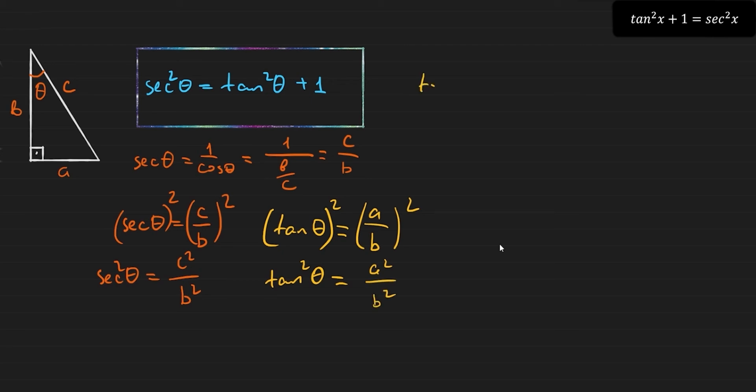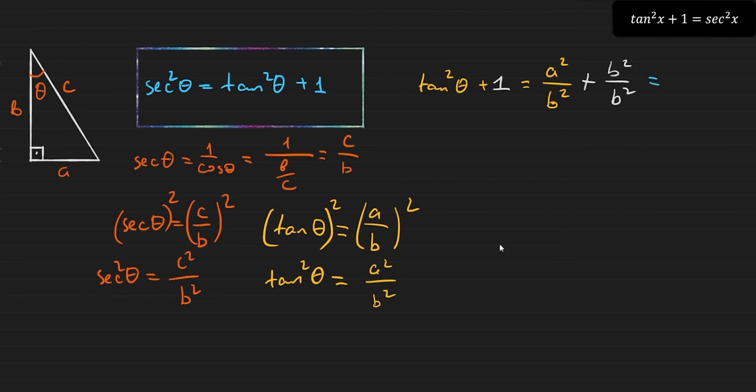So we have to figure out what tangent theta squared plus 1 is. We know that it's secant theta squared, but let's prove that's the case. So that's tangent theta squared plus 1. And we know that tangent theta squared is A squared over B squared, which comes from here, plus 1. But we can rewrite 1 as B squared over B squared. And from that we get the following.